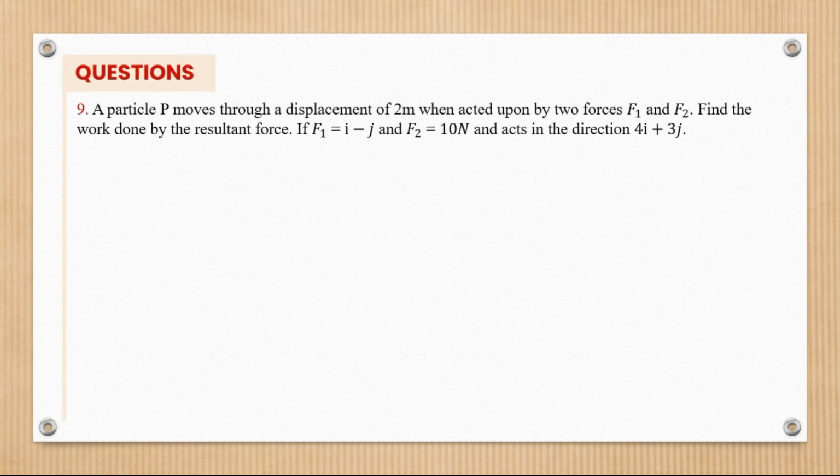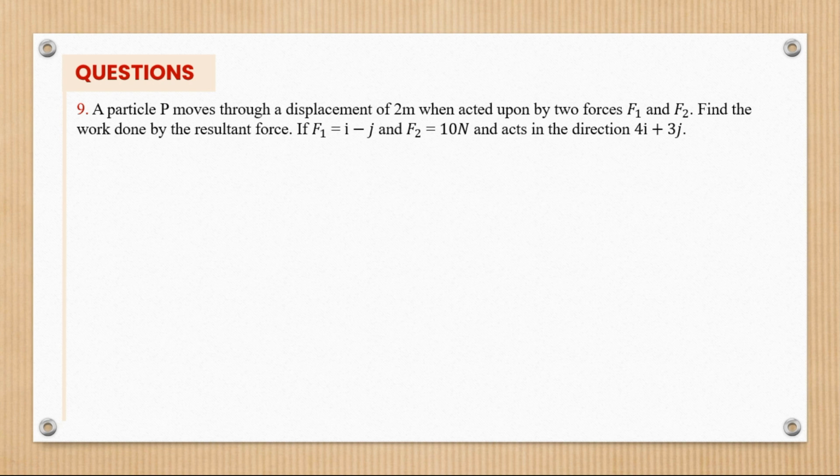Alright, so next we're being told that a particle moves through a displacement of 2 meters when acted upon by two forces, F1 and F2. Find the work done by the resultant force if F1 is i minus j and F2 is 10 newtons and acts in the direction 4i plus 3j.